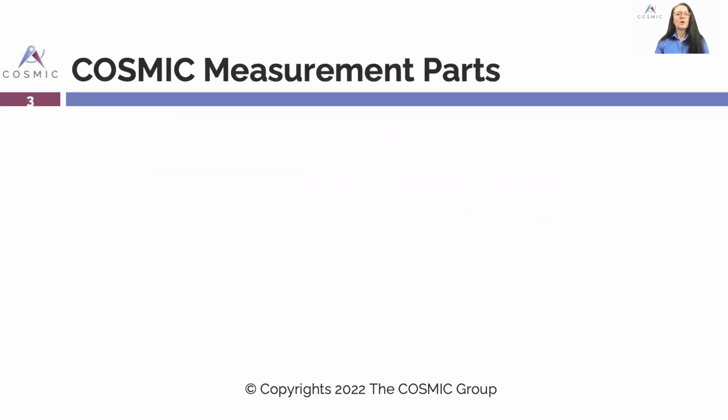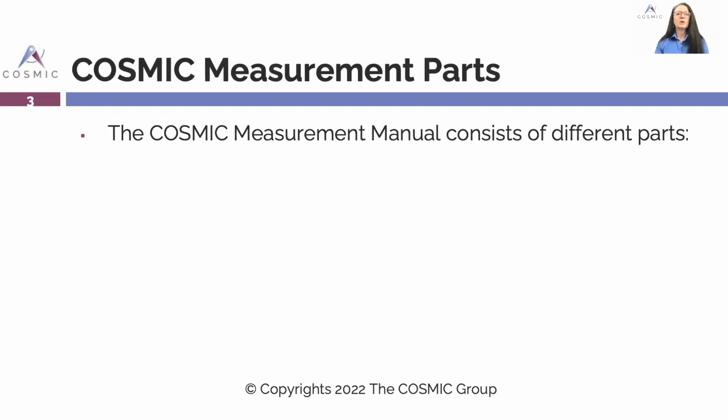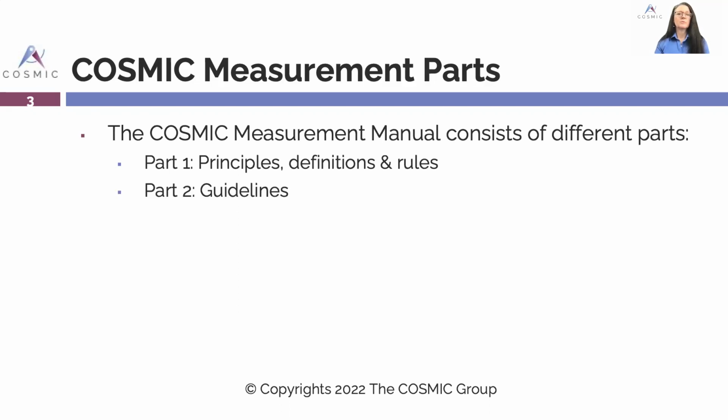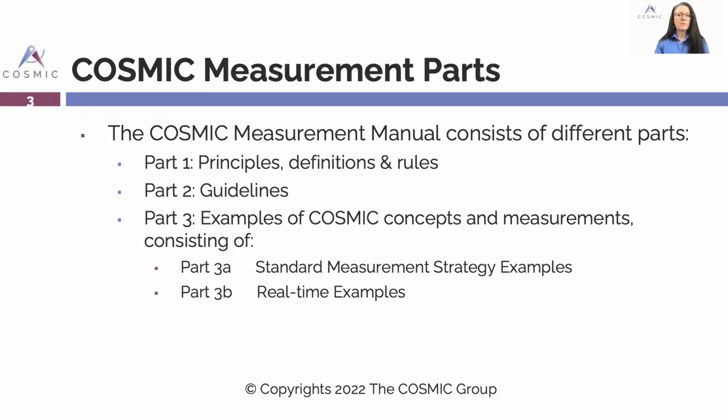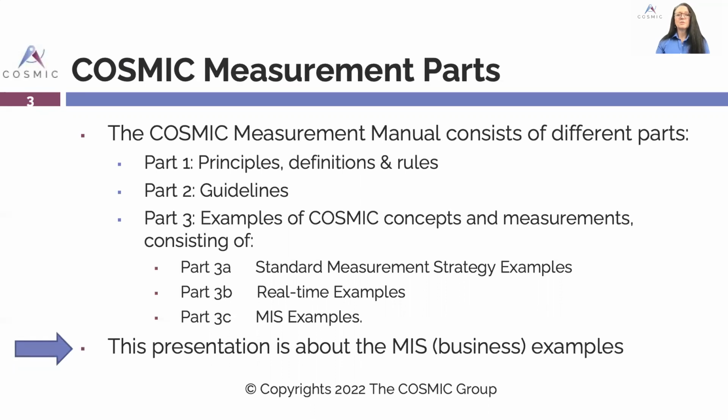Now, the Cosmic manual comes in several parts. Part 1 is the principles, definition, and rules. Part 2 are the guidelines to implement those principles, definition, and rules. And part 3 are examples of Cosmic concept and measurement, consisting of part 3A, standard measurement strategy examples, part 3B, real-time examples, and part 3C, MIS examples. Now, this presentation, Module 3, is about the Management Information System business examples.